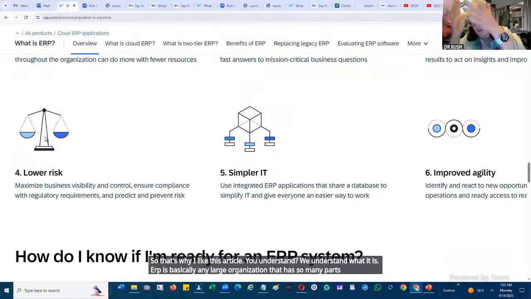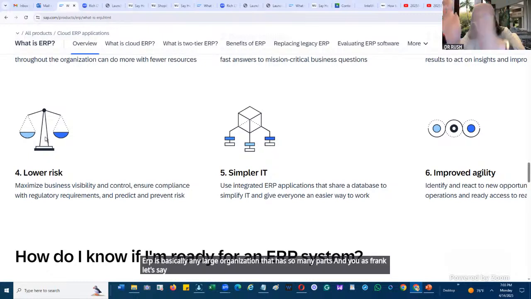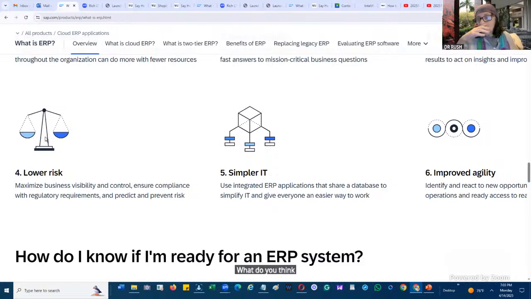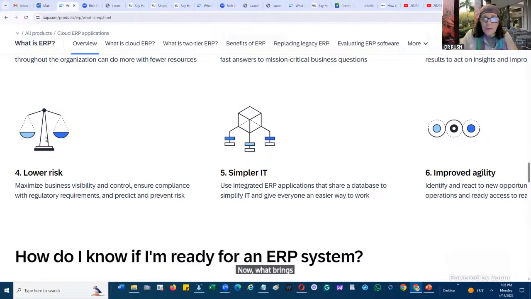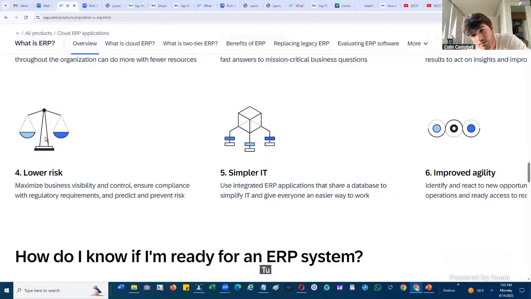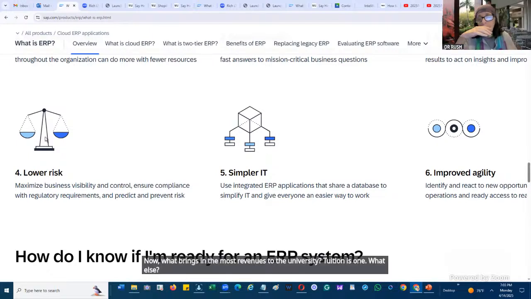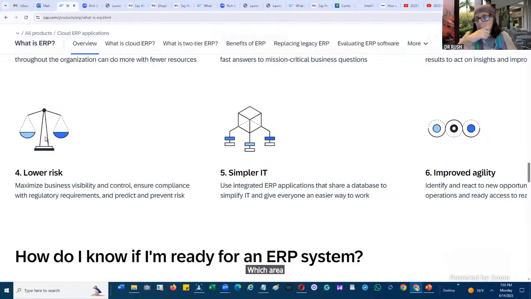And you, Frank, let's say we made you the CEO of the university, you have to get an overview. What do you have? What are your most profitable centers, right? What do you think is most profitable in the university? Colin, what do you think? What area of the university is the most profitable and brings in the most revenues now? What brings in the most revenues to the university? Tuition. Tuition is one. What else? Which area in the university brings in the most revenue? Try again, one more time.